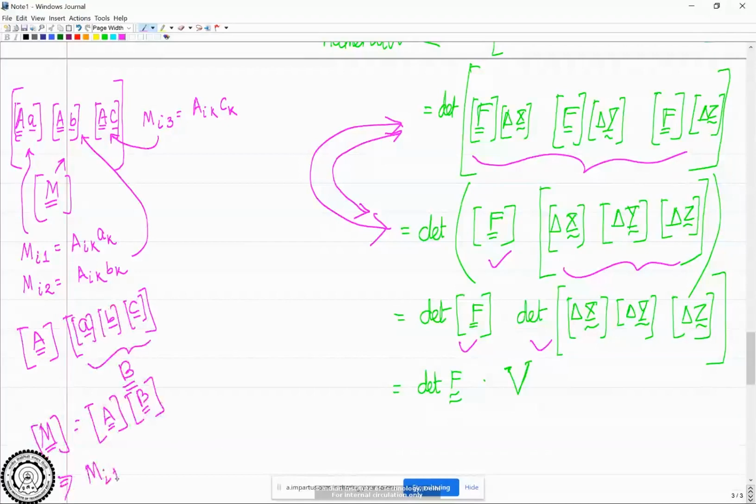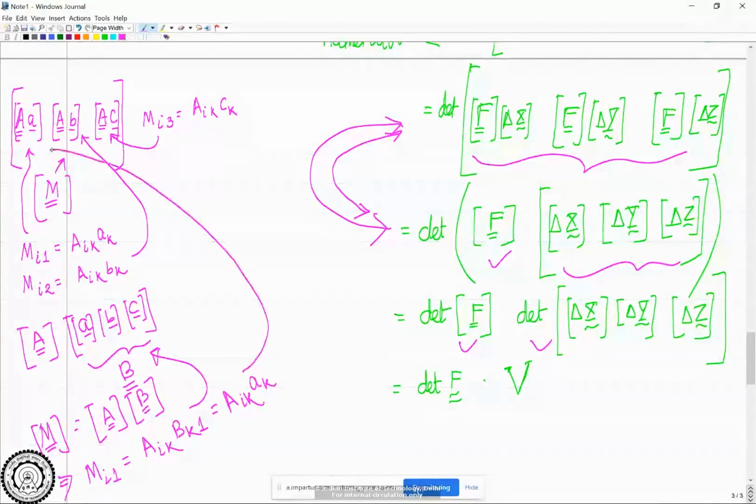Then what will be M_i1? So M is product of two matrices. So M_i1 is simply A_ik into B_k1. Am I right? A_ik into B_k1. But what is B_k1? Look here, what is B_k1? The first column. That's simply a_k. Right? And this is what you also have here, as you can see in this formula. So likewise, you can prove that M_i2 will be equal to A_ik into b_k, and M_i3 is A_ik into c_k. So that's the proof. Okay, sir. Now I get it.